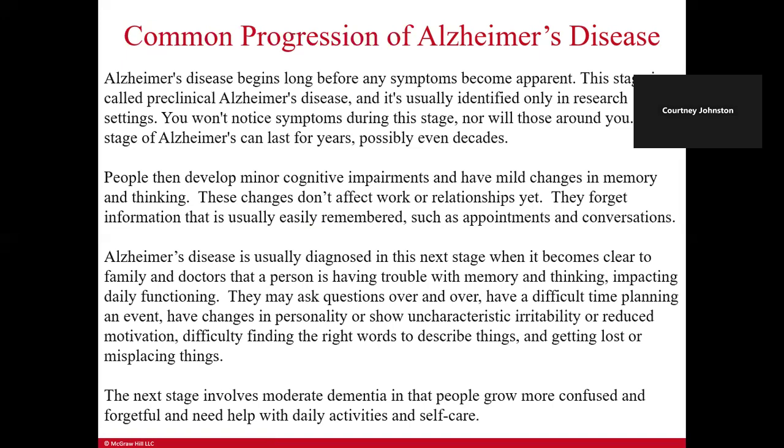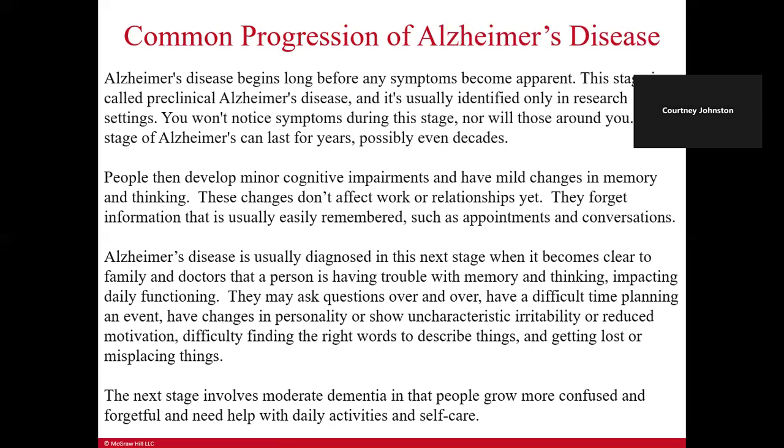The progression of Alzheimer's disease begins long before symptoms become apparent. This is called preclinical Alzheimer's disease. It's usually identified only in research settings, so nobody is going to notice symptoms during this stage, and other people around you aren't going to notice. It can last for years or even decades, and neither your family nor you know that anything's happening. Then people are going to develop minor cognitive impairments, with mild changes in memory and thinking. Again, it's not going to affect work or relationships. It's just that information might be forgotten here and there that should usually be easily remembered, things like appointments, conversations, things like that.